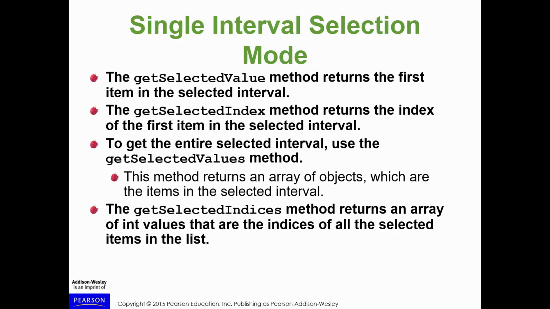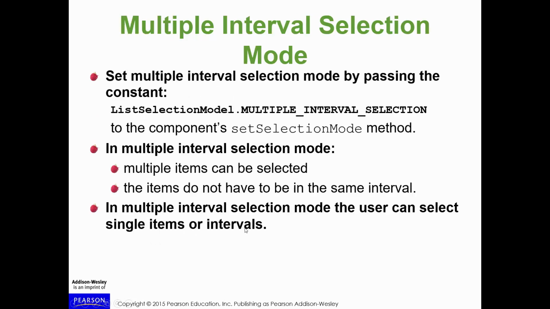The getSelectedValue method, as mentioned, returns the first item. Okay. The getSelectedIndex method returns the index of the first item. If you want the entire selected interval, instead of getSelectedValue singular, you use getSelectedValues plural. Now you might want to do that, again, if you wanted to find out, for instance, if you were going through a list of customers and you wanted to find out which of them maybe were behind in payments. The getSelectedIndices, as opposed to getSelectedIndex, returns an array of int values that are the indices of all the items that were selected in the list.